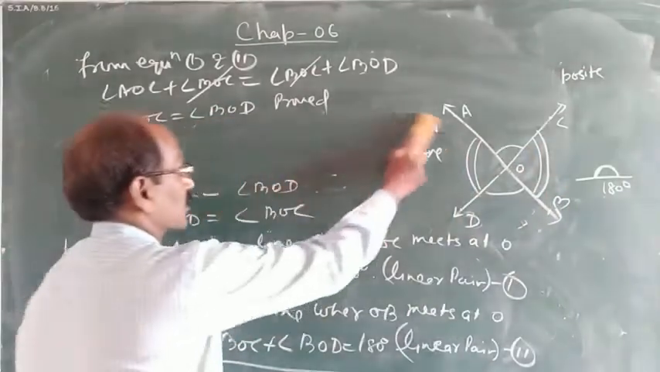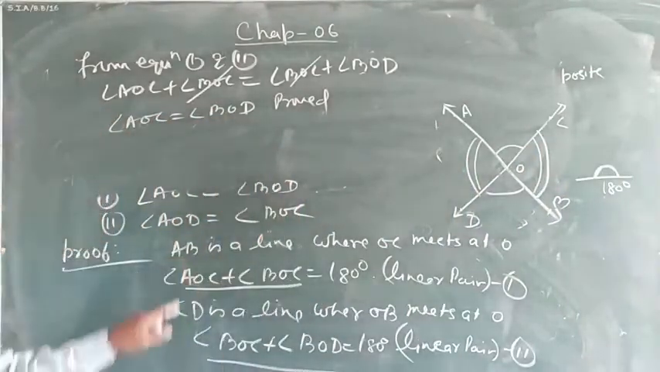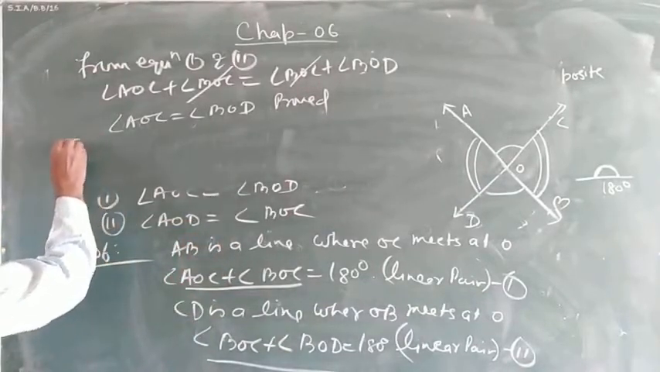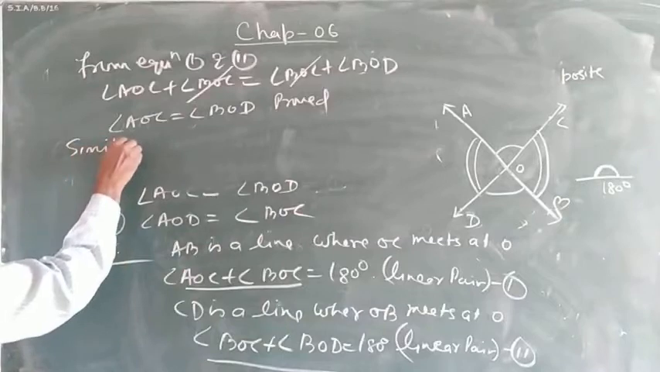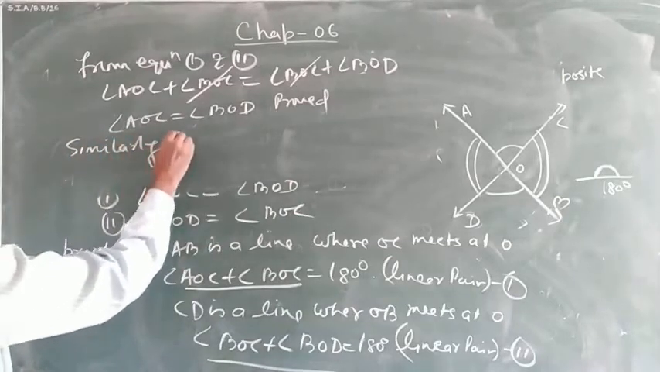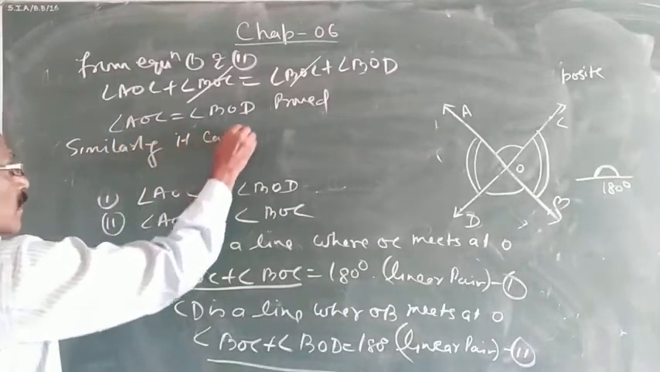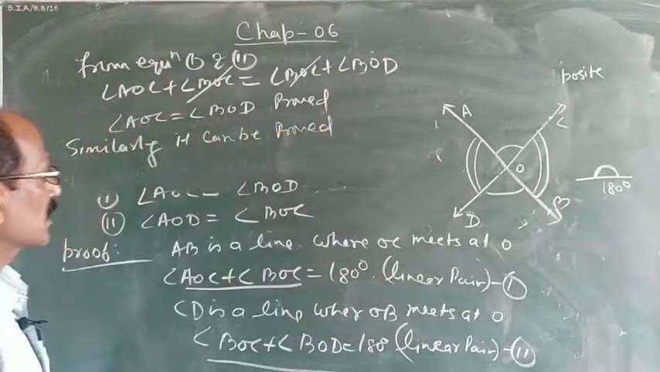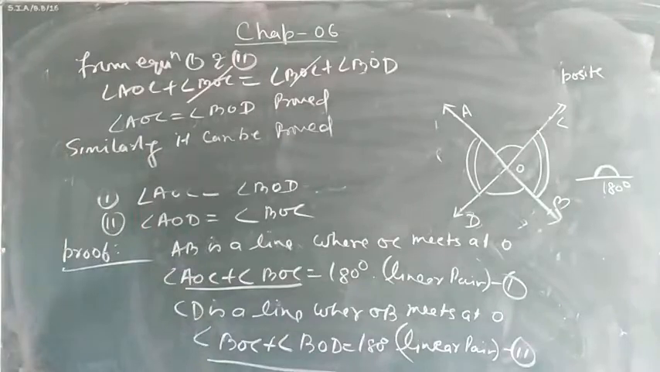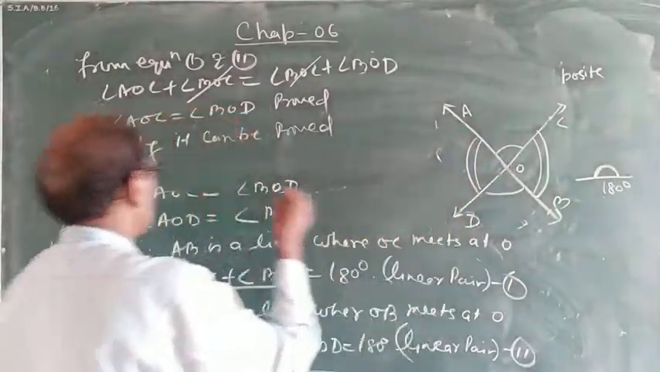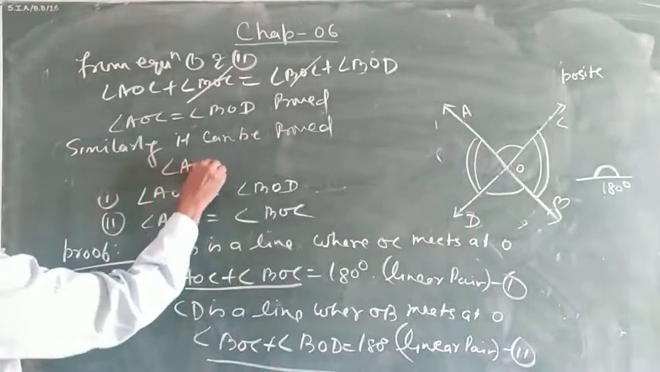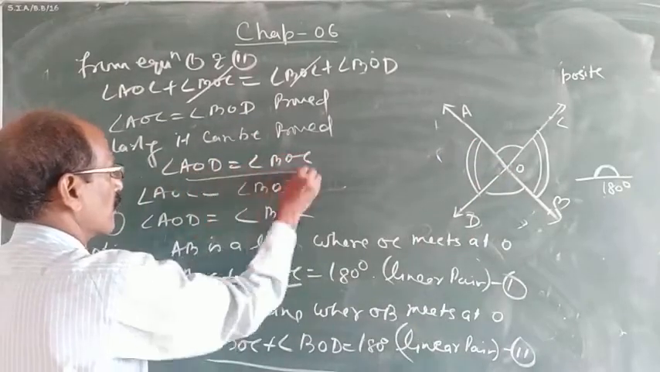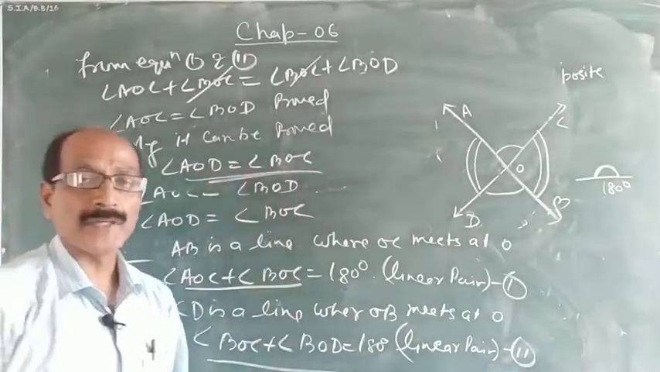After that, the second one, angle AOD is equal to angle BOC. We cannot solve it here, only write that. Similarly, it can be proved. Angle AOD is equal to angle BOC. Similarly, it can be proved.